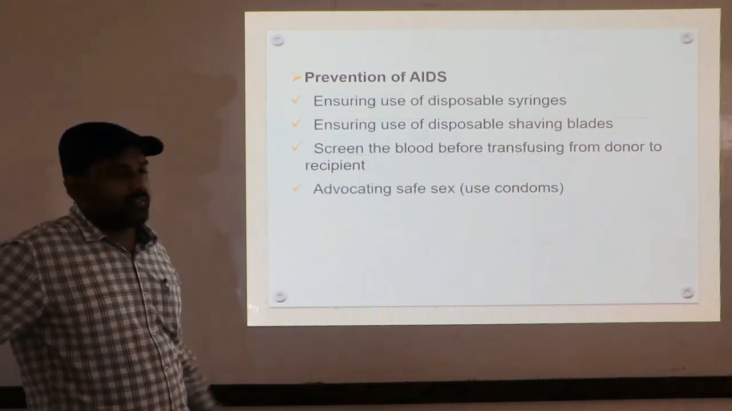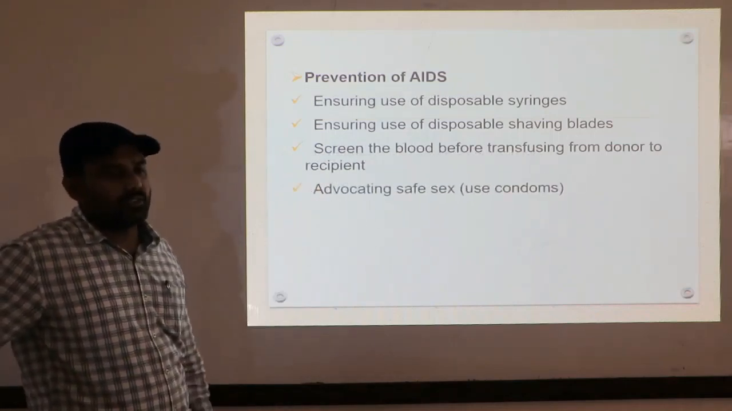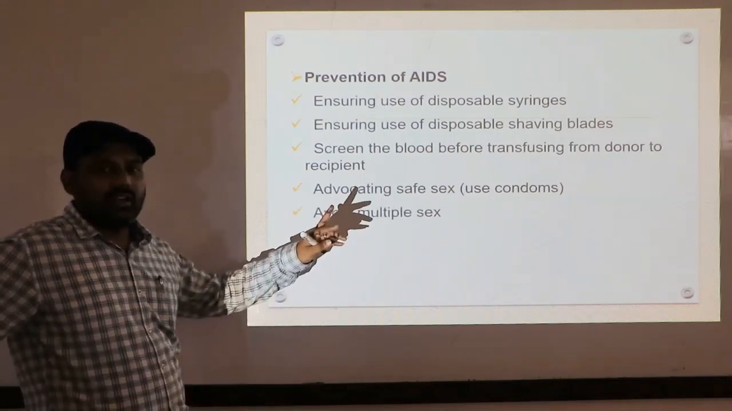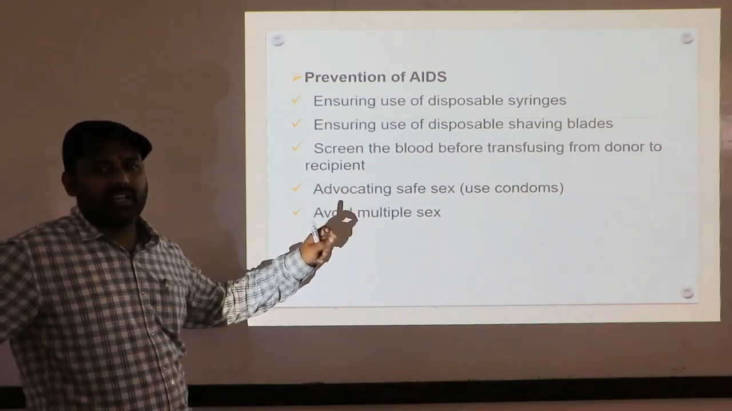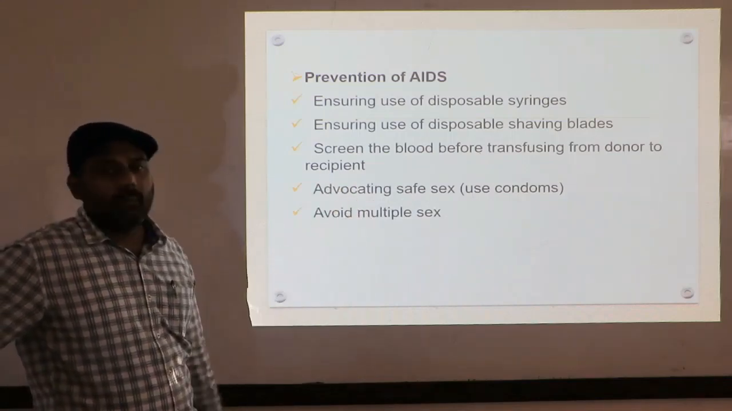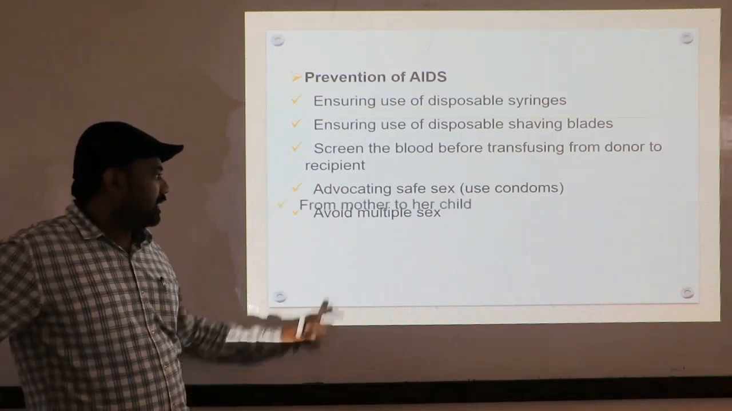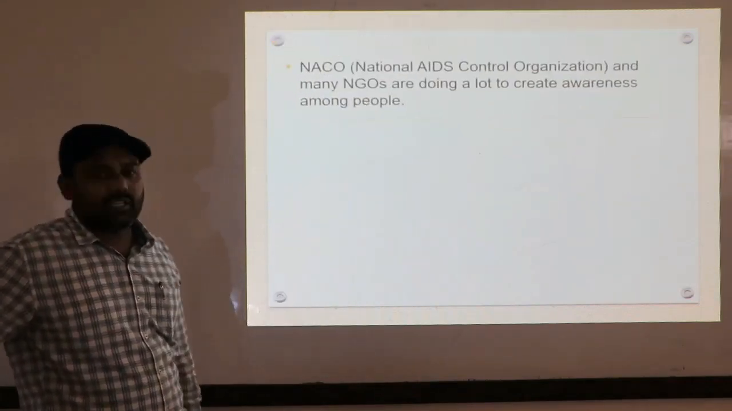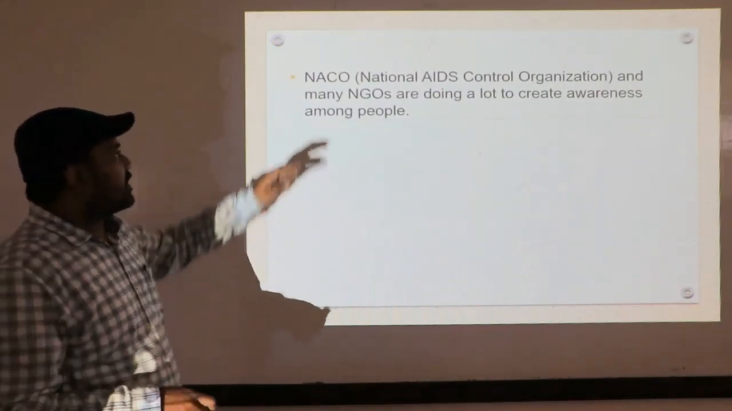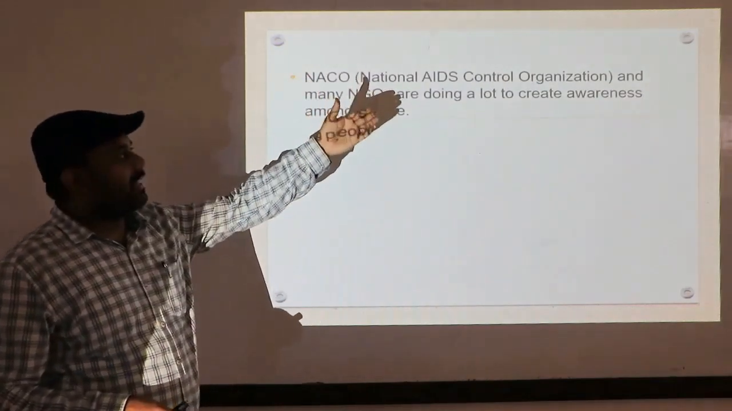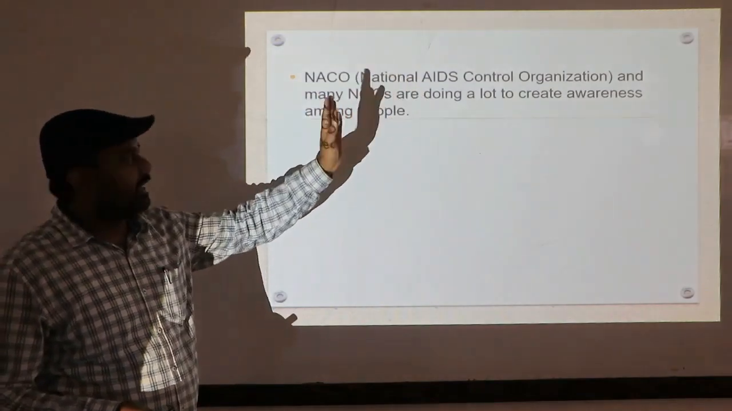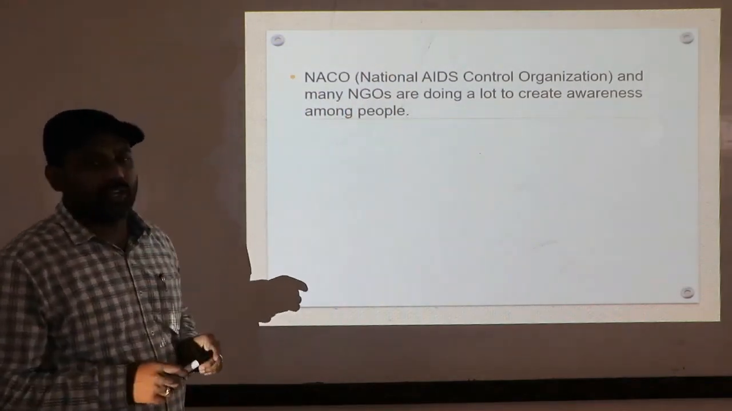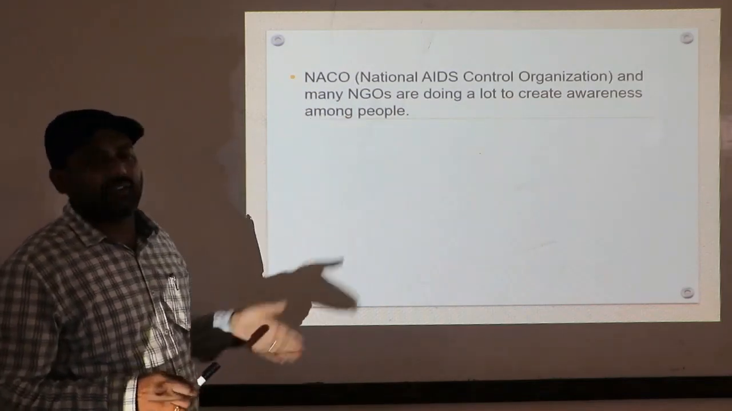Advocating safe sex means use condoms. They are considered mechanical barriers, so they can avoid STDs, that is sexually transmitted diseases. Then avoid multiple sex partners. Then prevention from mother to her child. Then there are some agencies. NACO refers to National AIDS Control Organization. National AIDS Control Organization, and many NGOs are doing a lot to create awareness.